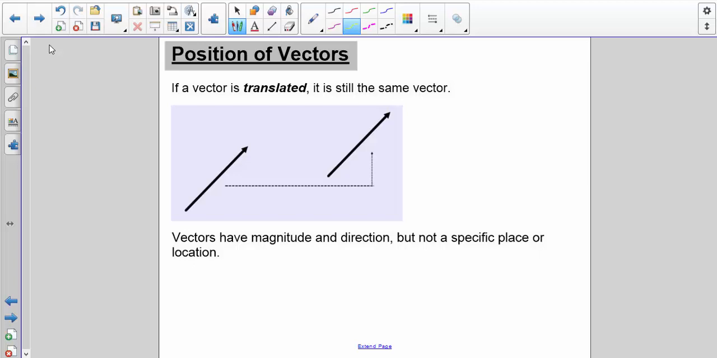In terms of an experiment, like if I do something here, it should work here. It should work somewhere else as well, if all things are considered equal, right? And that's essentially the crux of what we're using vectors for. Okay, so if a vector is translated, in other words, moved left, right, up, down, it's still the same vector because it still has the same magnitude and it still has the same direction.